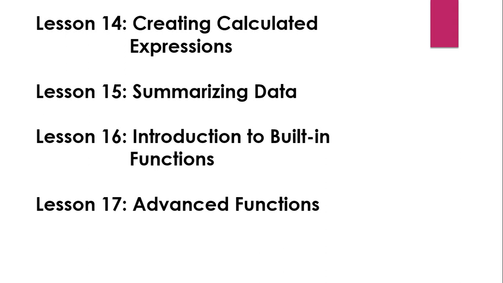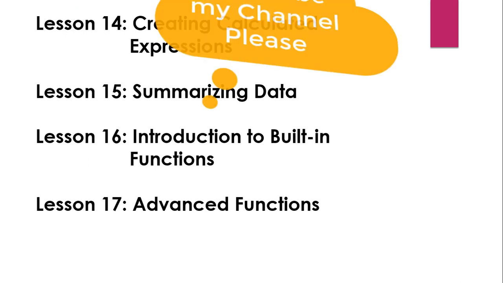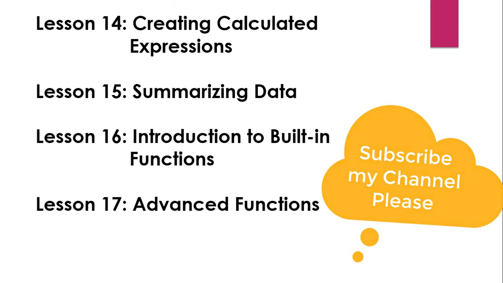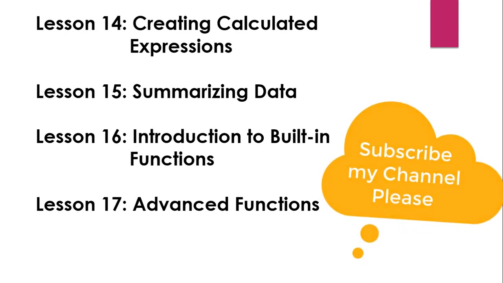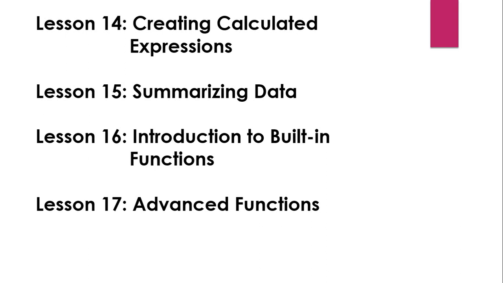The first lesson, Lesson 14, Creating Calculated Expressions, covers the basics of how to write a calculated expression in Microsoft Access. It also covers subtotals, aggregate totals, and different fields. Lesson 15 expands upon Lesson 14. It talks about how you would summarize data inside the query, what we call an aggregate query, which would summarize or calculate a group of records at a time. Lesson 16, Introduction to Built-in Functions, and Lesson 17, Advanced Functions, cover a lot of the different built-in Access functions.